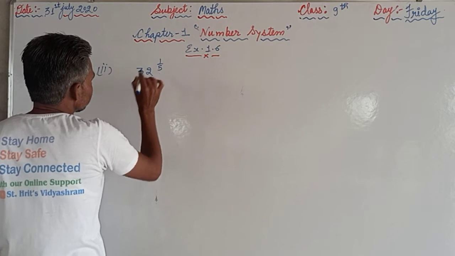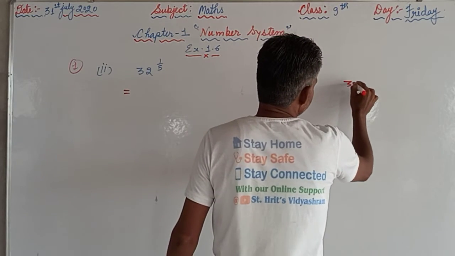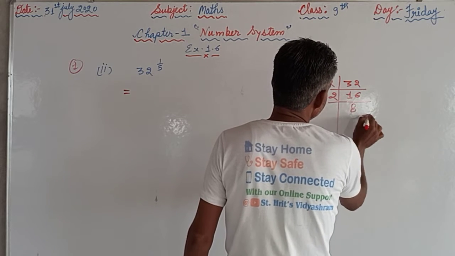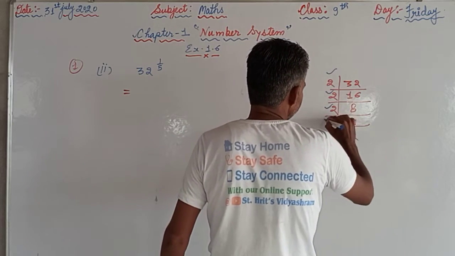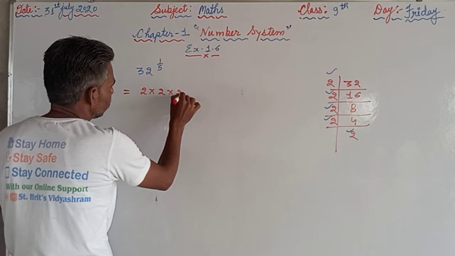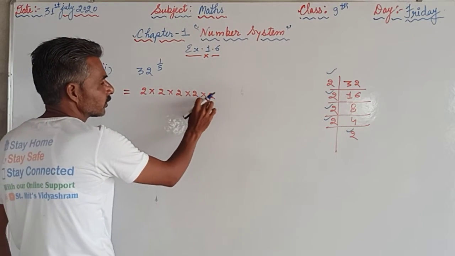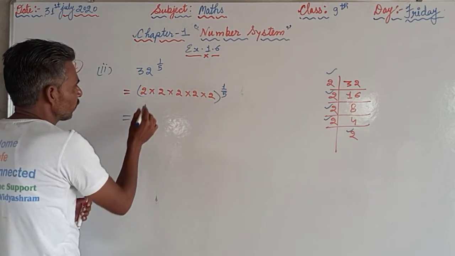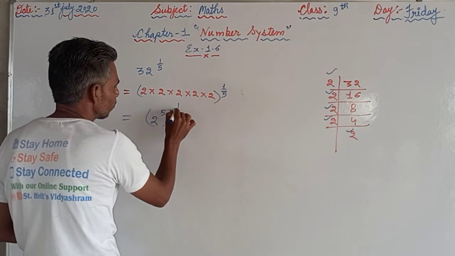So we can write 32 like this: 2 16, 2 8, 2 4, 2 2, how many times? 1 2 3 4 5. So we can write 2 into 2 into 2 into 2 into 2: 2 2s are 4, 4 2s are 8, 8 2s are 16, 16 2s are 32. The same thing is there and the power is 1 upon 5. From here we can write 2 raised to power 5, whole raised to power 1 upon 5.